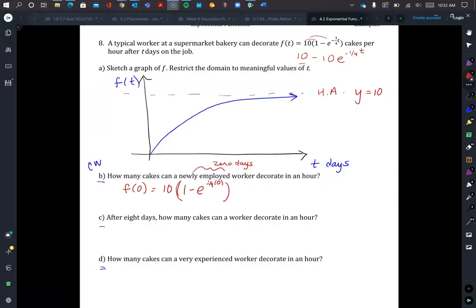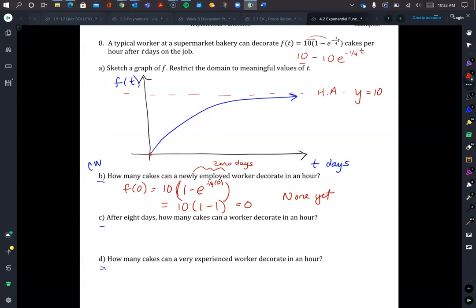For part B of the problem, how many cakes can a newly employed worker decorate in an hour? So that would be 0 days. So we would pop 0 into the function, and we would get 10 times 1 minus e to the negative 1/4 to the 0. So anything to the 0 is 1, and that would end up being 10 times 0, so that would be 0. Obviously, it would be none yet, right? So that's our point right here. And we wouldn't put negative values in like we talked about before. So think about what the domain on this is.